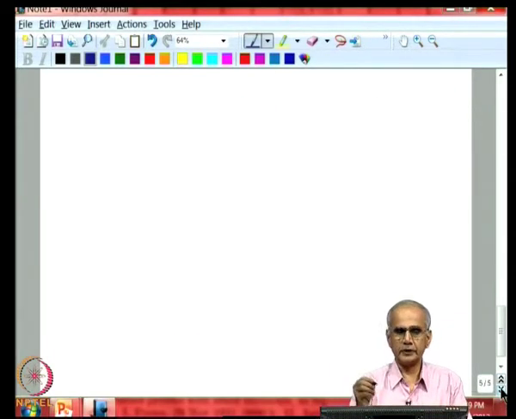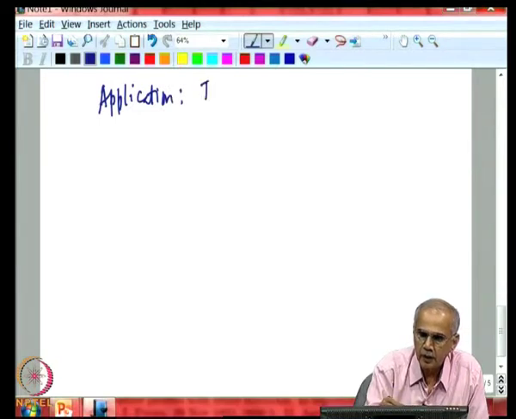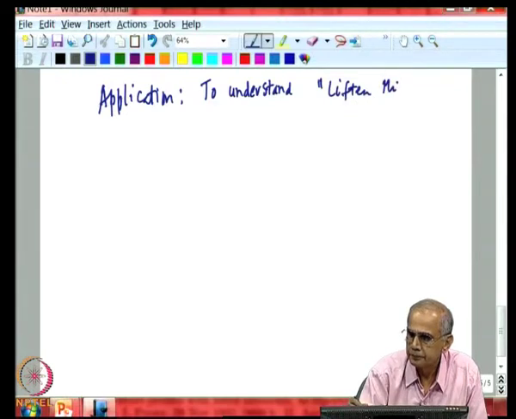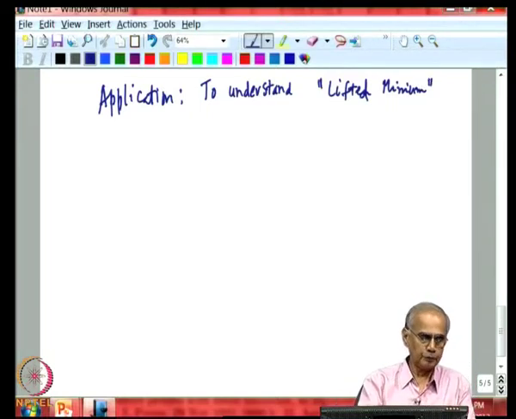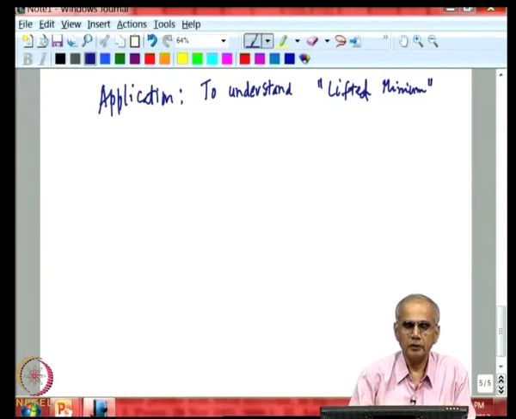Now, we will discuss one application of this problem. The application is to understand a phenomenon called the lifted minimum. This is a very interesting phenomenon observed in the atmosphere a long time ago, and it remained a mystery for a long time, because it is a result which, when it was first discovered, was not believed.